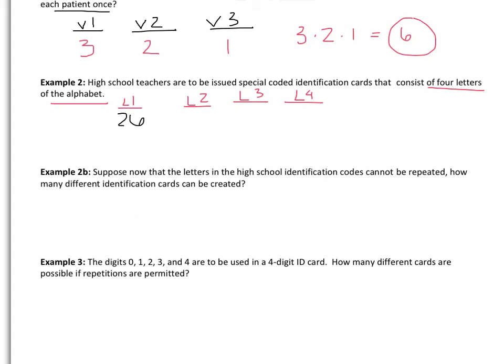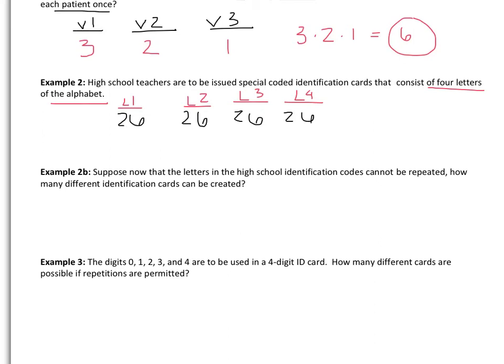Now we're going to go to the second letter of our ID code. We are allowed to repeat. This question doesn't say anything about letters not being able to repeat, so I still have 26 letters to choose from. I go to my third letter in my ID. I can still pick from 26 different letters. My fourth, I can still pick from 26 different letters.